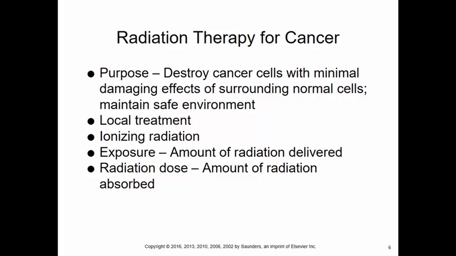The dose of radiation is going to depend on the tumor size, the tumor location, and the tumor sensitivity to radiation. The three factors that influence dose are intensity, duration, and the closeness of the radiation source to the cells. Those three factors are going to determine how much of the radiation is absorbed, which is the radiation dose.